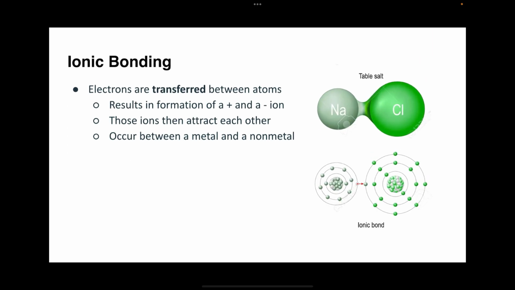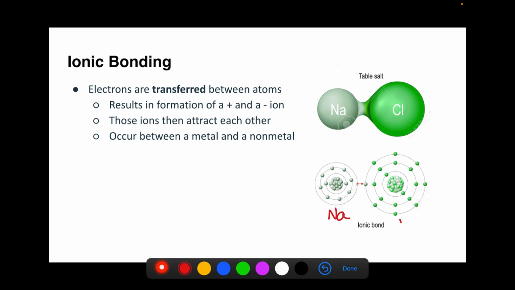Ionic bonding, on the other hand, occurs when electrons are transferred between atoms. For example, here's an atom of sodium, here's an atom of chlorine. Sodium is transferring one of its electrons to chlorine. This will result in a positive sodium atom and a negative chlorine atom. Those positives and negatives then attract one another electrostatically. This type of bond typically occurs between a metal and a nonmetal. In this case, sodium is our metal and chlorine is our nonmetal.